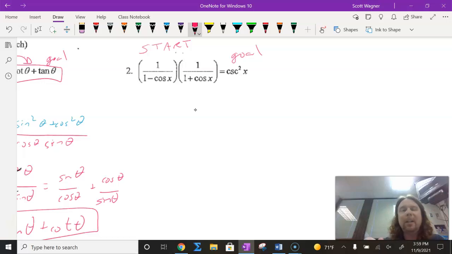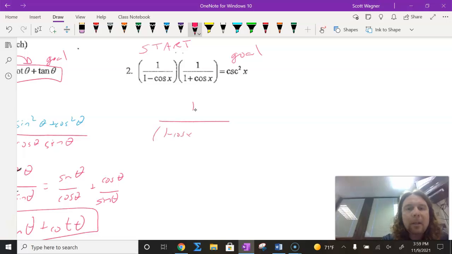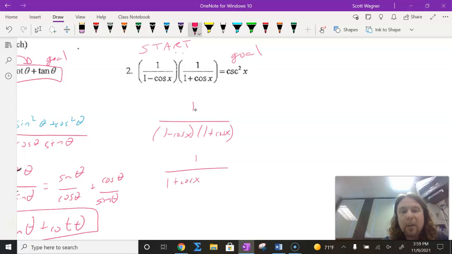I can just multiply tops together, bottoms together. 1 times 1 is 1. On the bottom, 1 minus cosine times 1 plus cosine. I could go through and FOIL that and see what happens. 1 times 1 is 1. 1 times cosine is cosine. Negative cosine times 1 is negative cosine. And negative cosine times positive cosine is negative cosine squared.